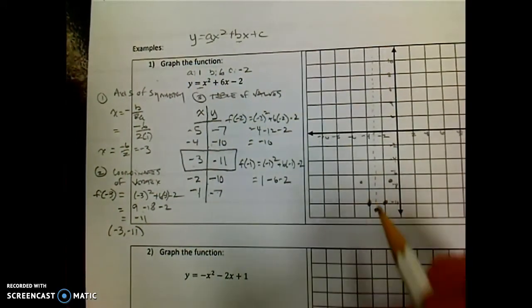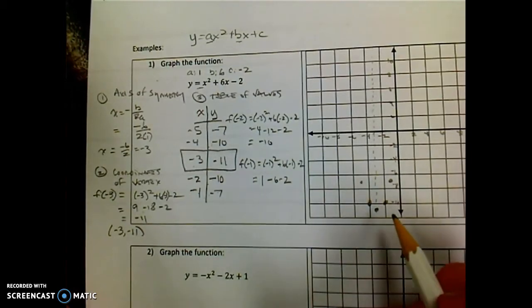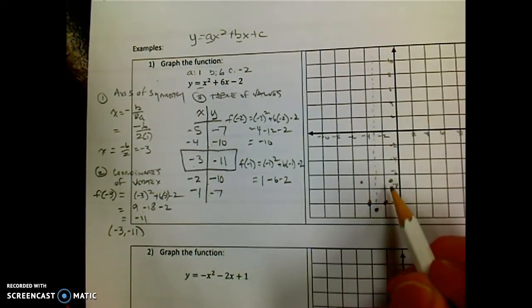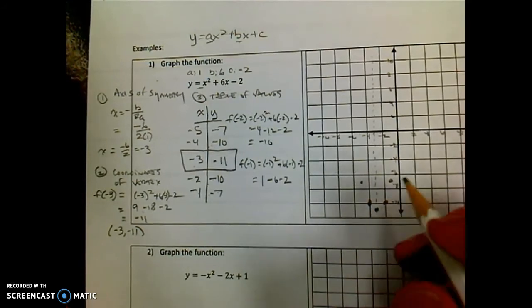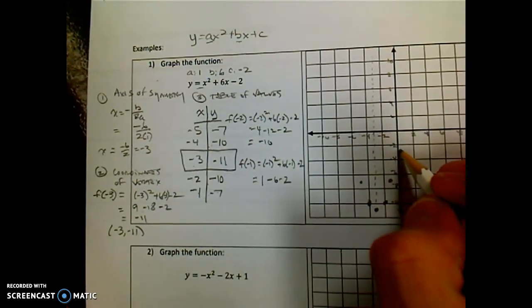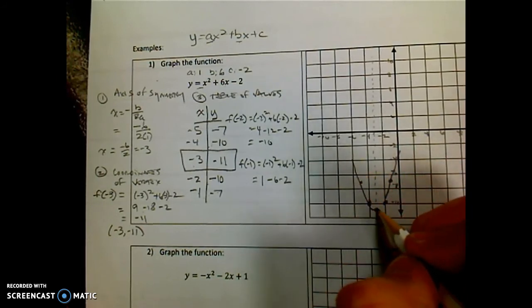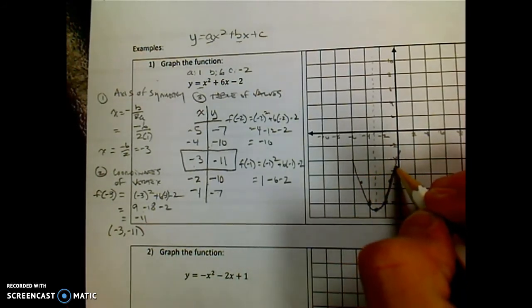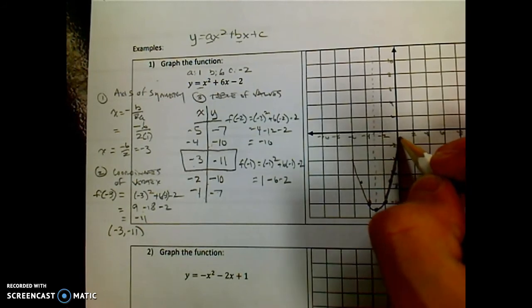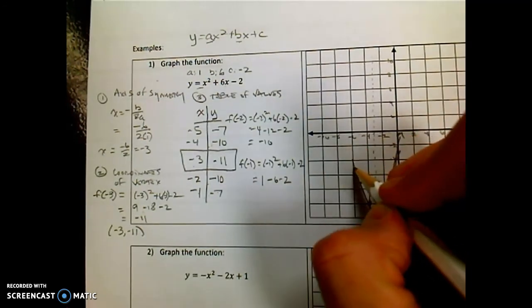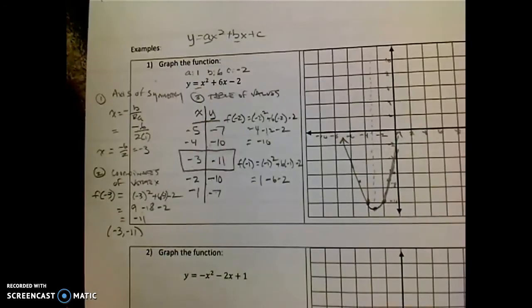Last thing I need to do is draw my parabola. Important point here is this is not a dot to dot. I'm not drawing line segments to connect these points. It's a smooth curve. Something like that.